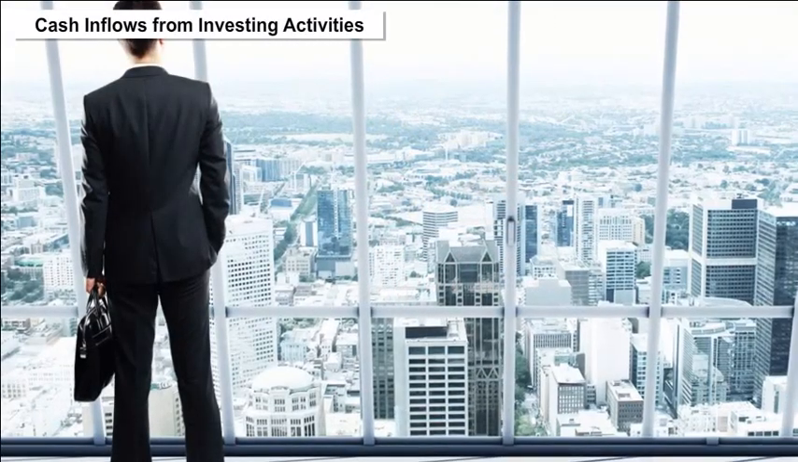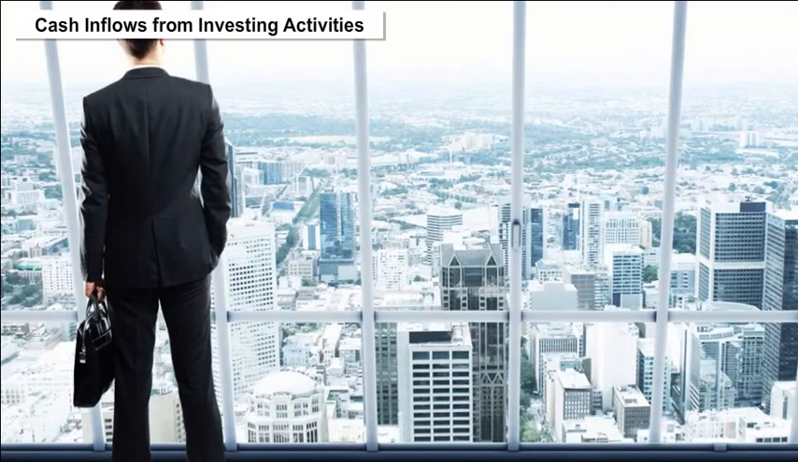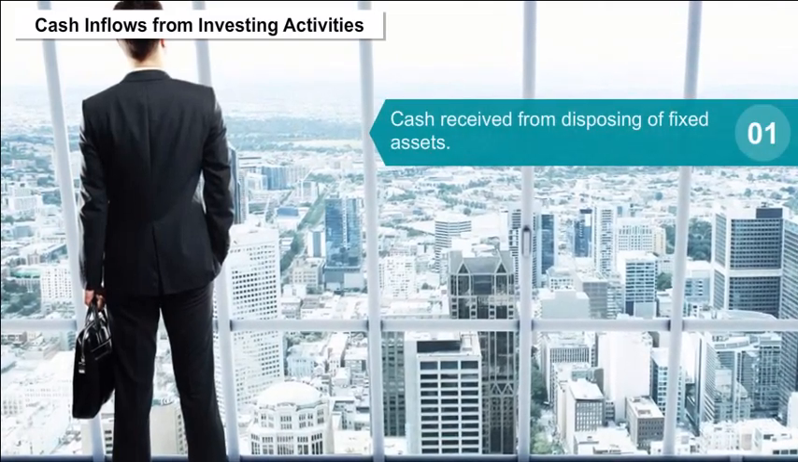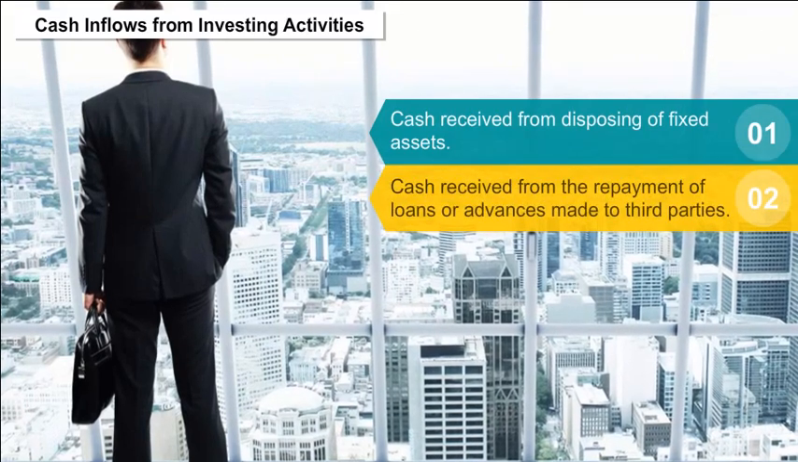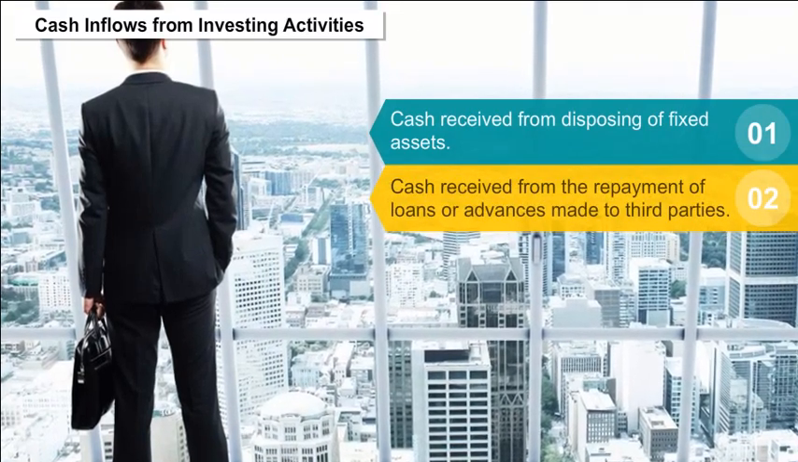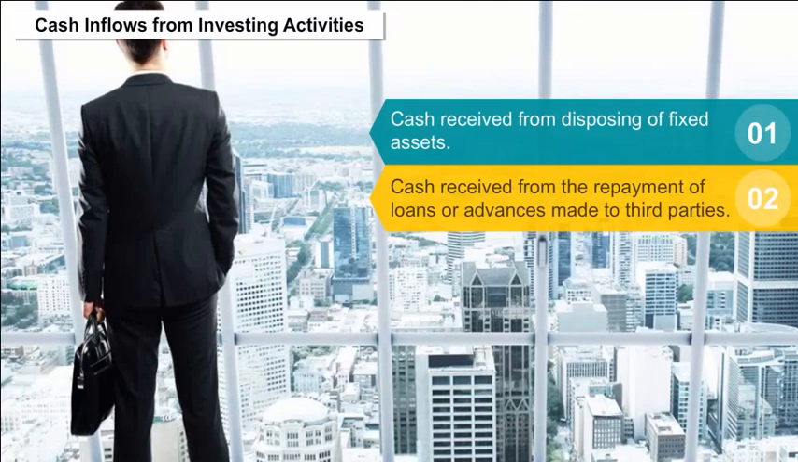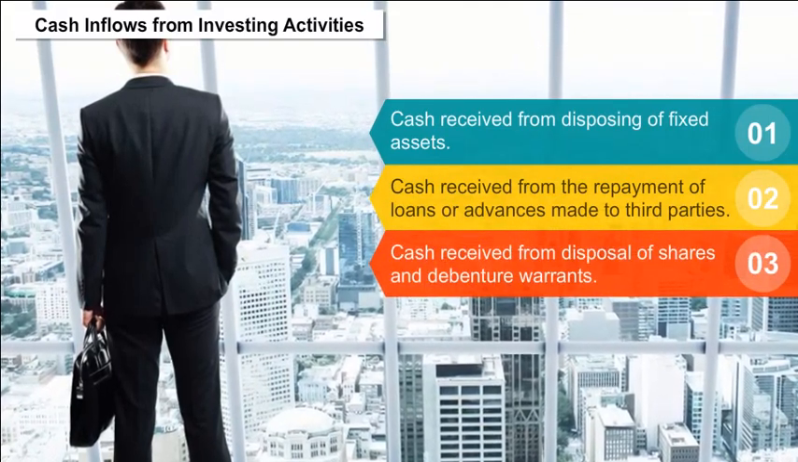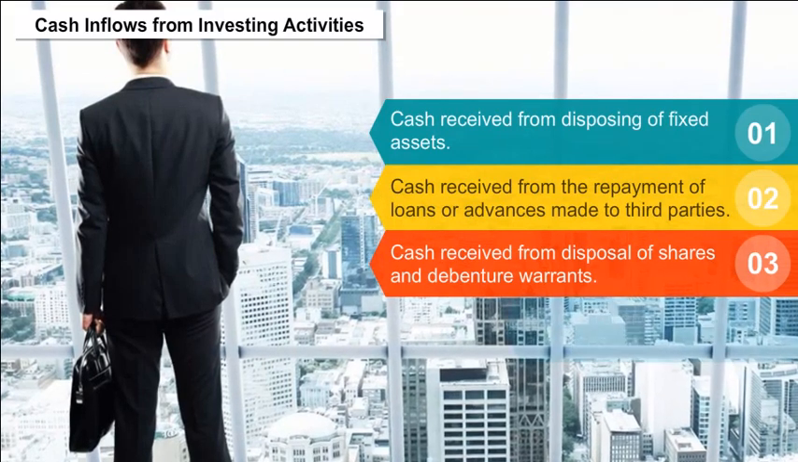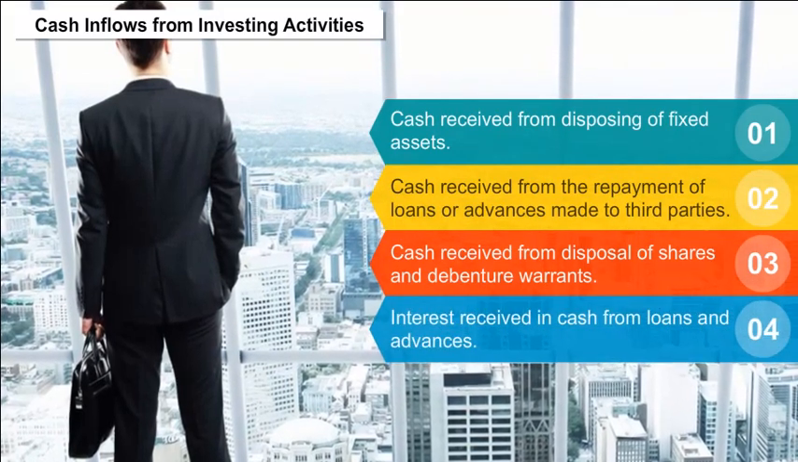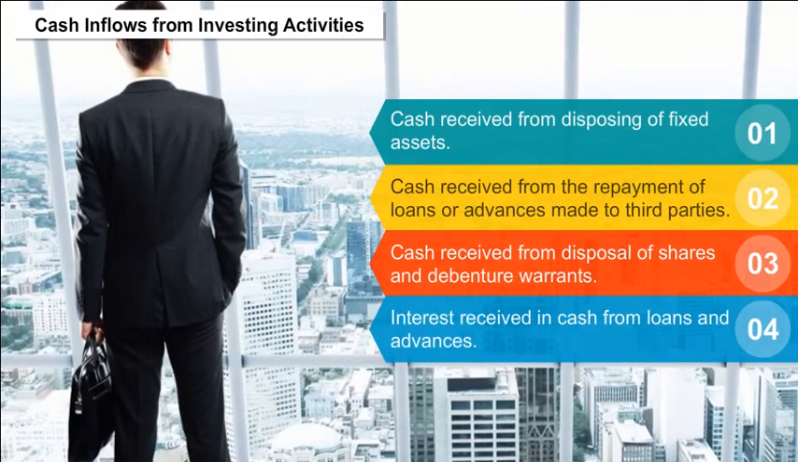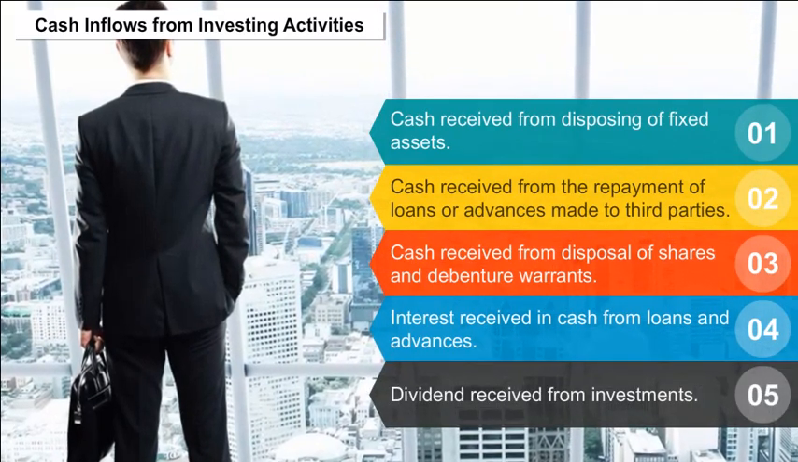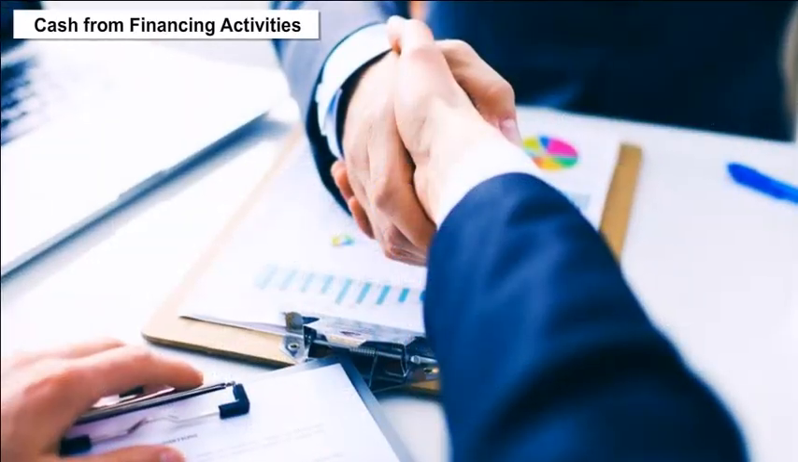Cash inflows from investing activities: cash received from disposing of fixed assets; cash received from the repayment of loans or advances made to third parties; cash received from disposal of shares and debenture warrants; interest received in cash from loans and advances; dividend received from investments.